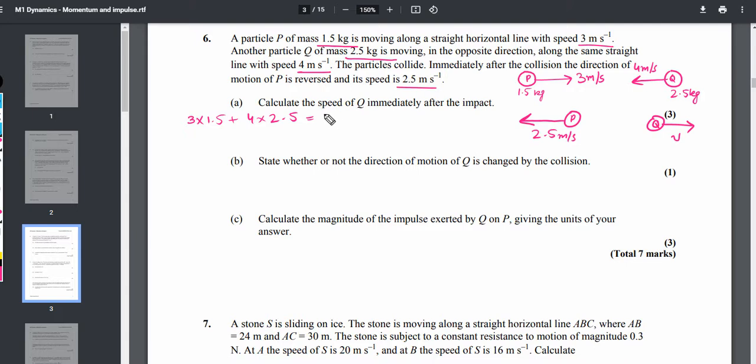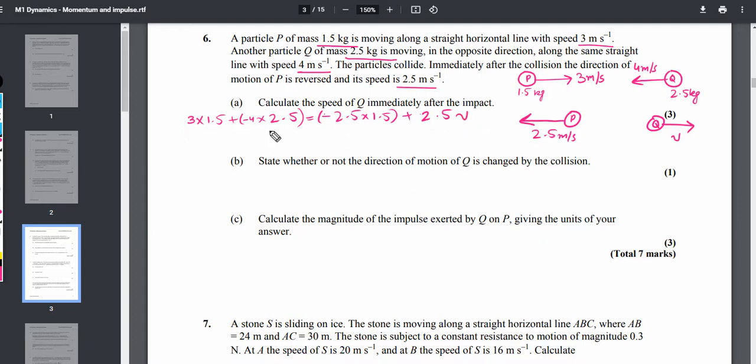So the sum of initial momentum will be 3 times 1.5 plus 4 times 2.5. The final momentum is, okay, now this one, in this one that speed is towards left, so I'll take this 4 as -4. It will be like -4 times 2.5. For this one the speed is also to the left, so it will be like -2.5 times 1.5 plus, for this one it will be like to the right, or I have just assumed to the right, so it will be like its mass is 2.5 kilogram, so it will be like 2.5 v.